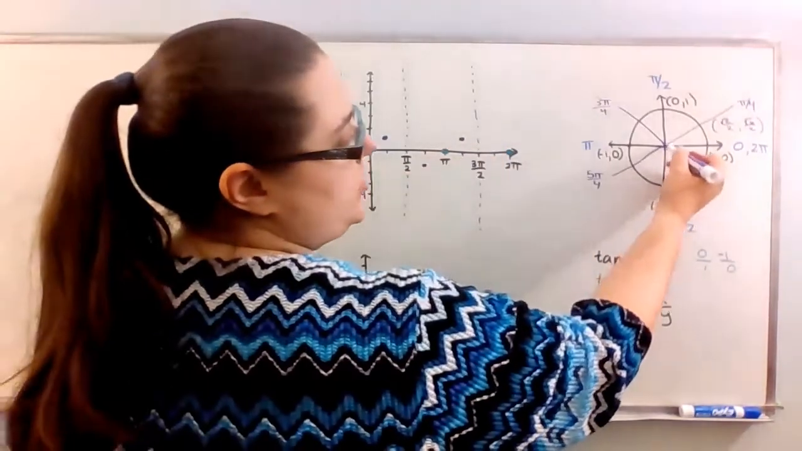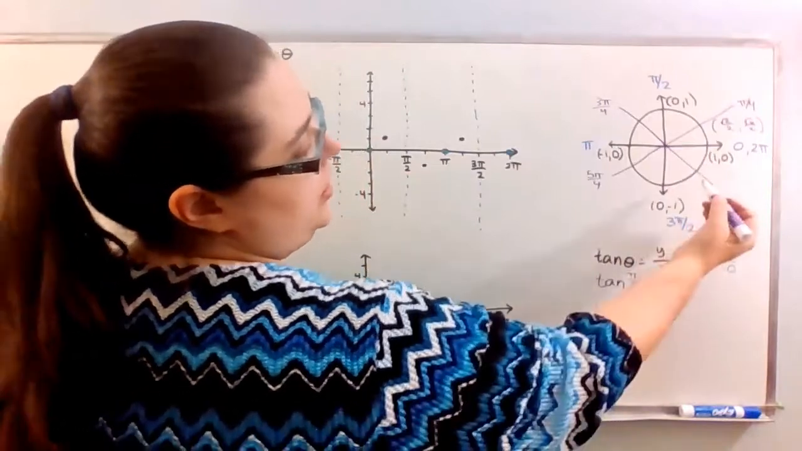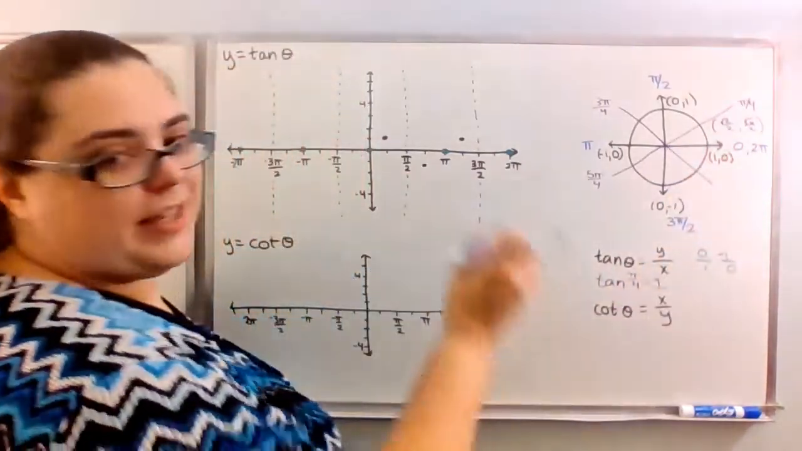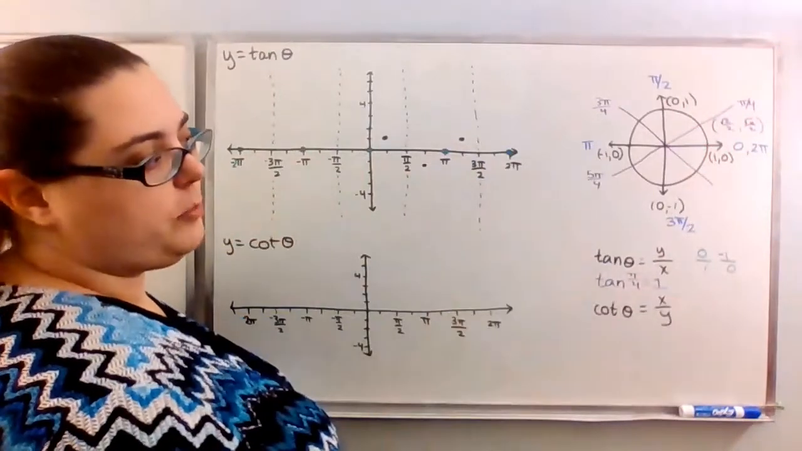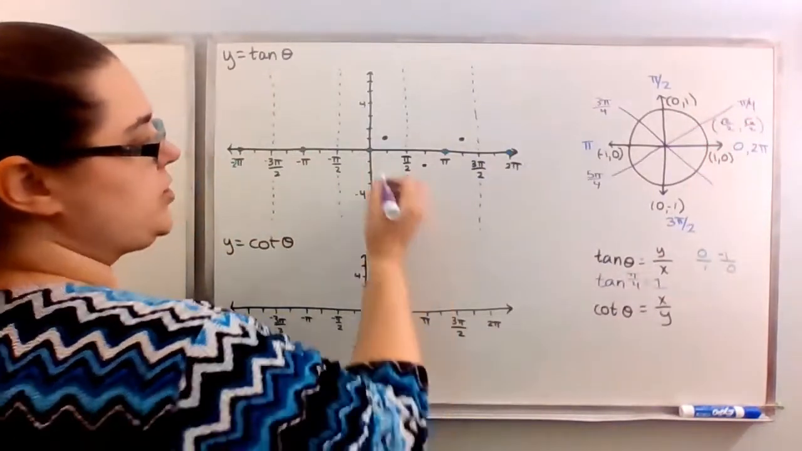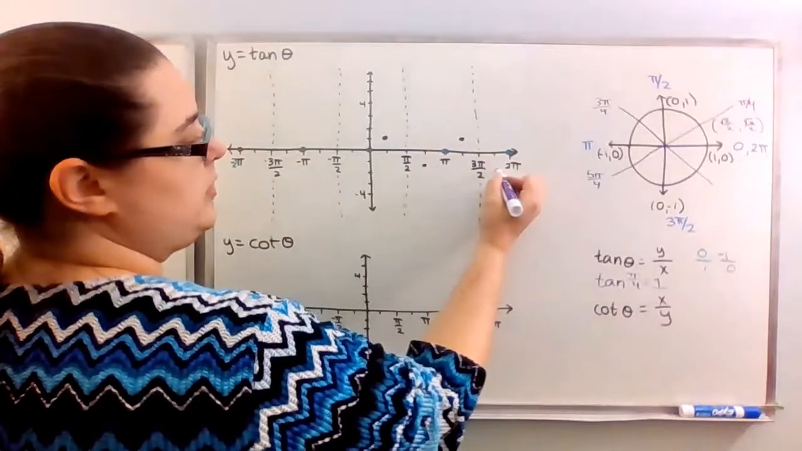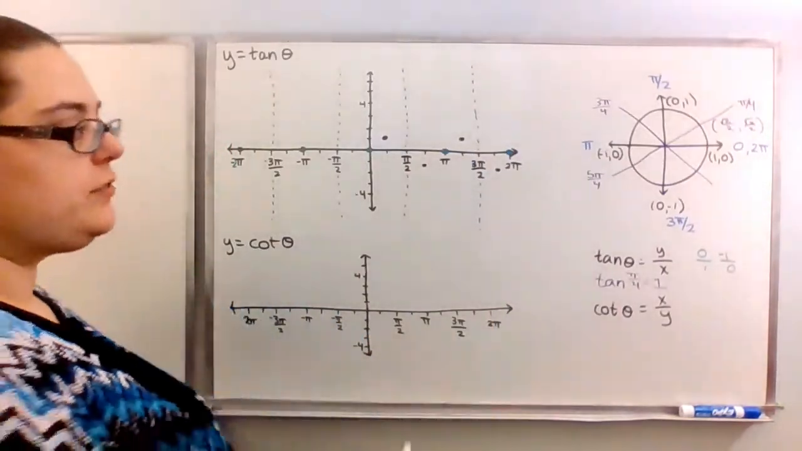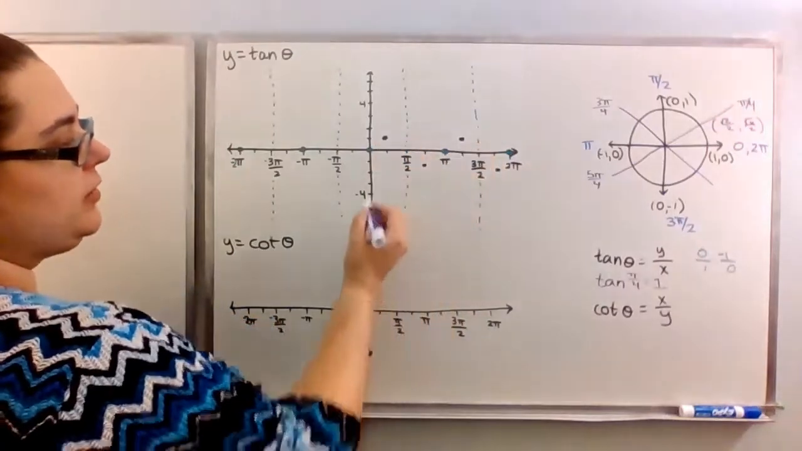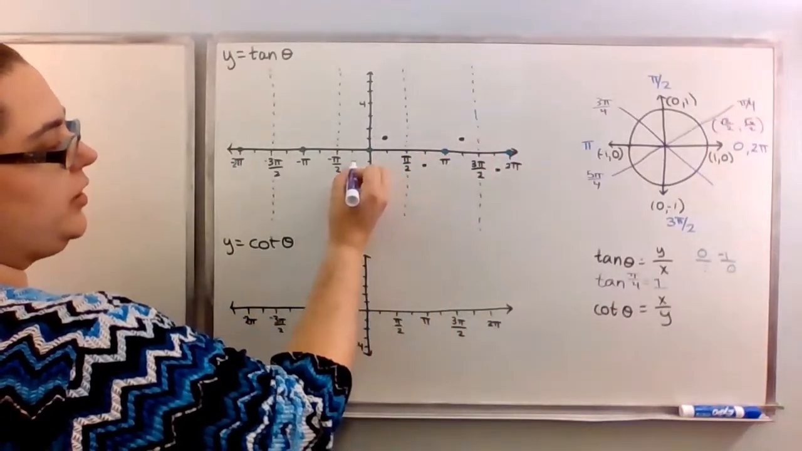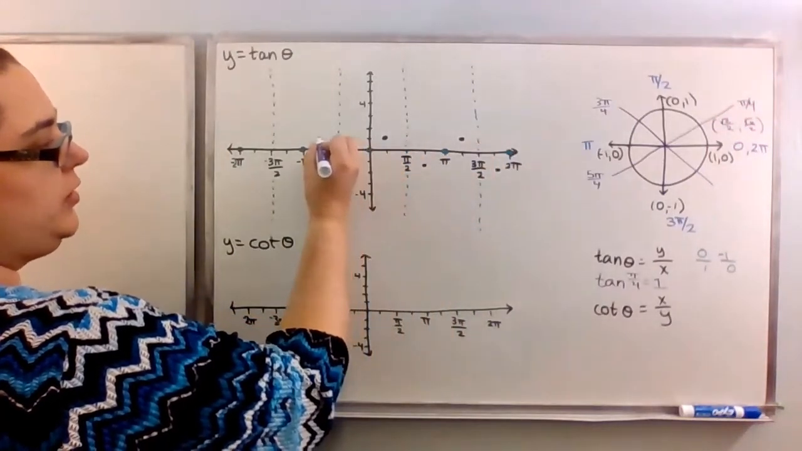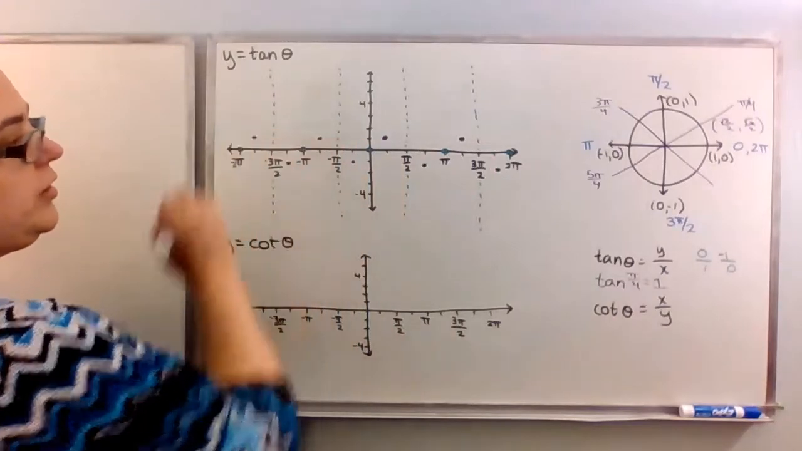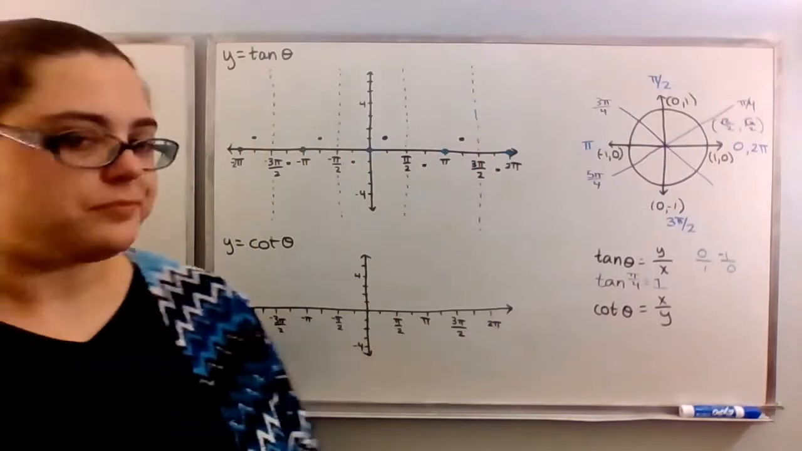And then when I go into the fourth quadrant here, I've got a positive x, but a negative y. So I'm going to get a negative root 2 over 2 over a positive root 2 over 2, which is going to give me a negative 1. So this pattern of negative ones and positive ones is going to repeat. So I'm going to have a -1 here, +1, -1, +1, and so on.